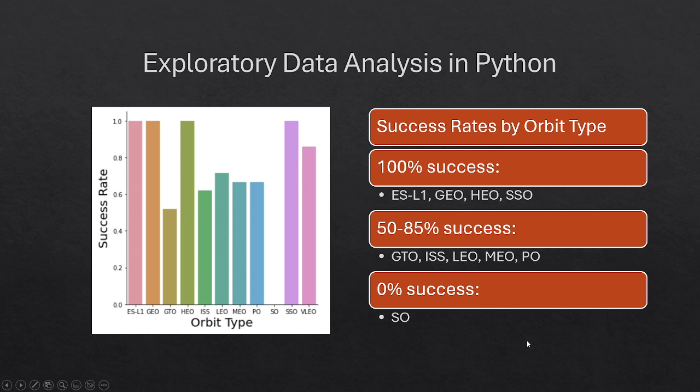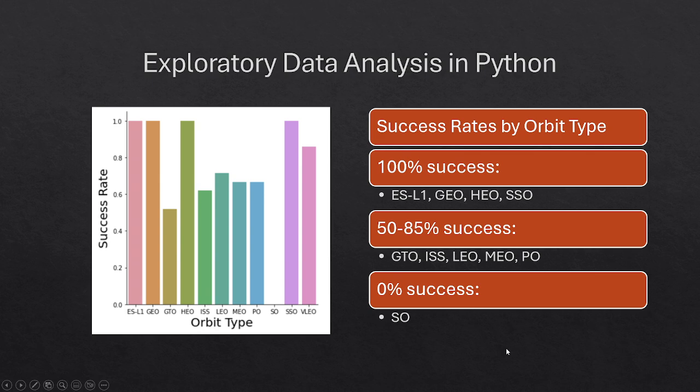This is just a simple bar chart exploring success rate by orbit type. These rockets can have different orbit patterns, and it turns out that some of them are more successful than others. The ES-L1 orbit type, GEO orbit type, HEO orbit type, and SSO orbit type are 100% successful, whereas some of these other orbit types are more or less successful. And this SO orbit type is a failure.